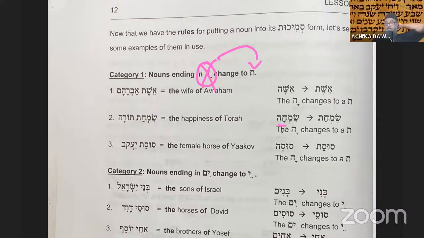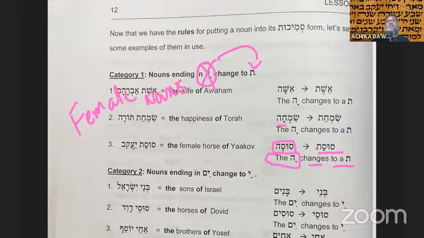The horse is feminine. That's why she's Susa right here. But we got to convert her from Susa to Susath because she belongs to someone. So the ah here changes to the tav, and you're going to get used to it. So that's how you deal with the femininity, with the female nouns. And the only one you have to worry about here is the singular.